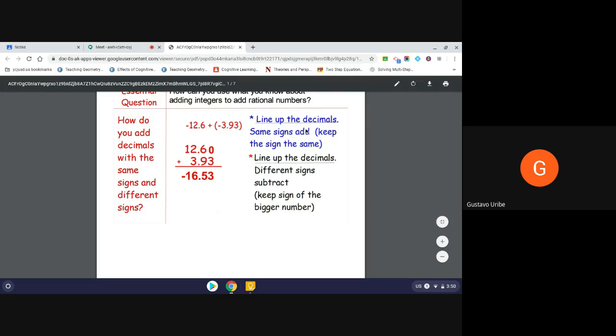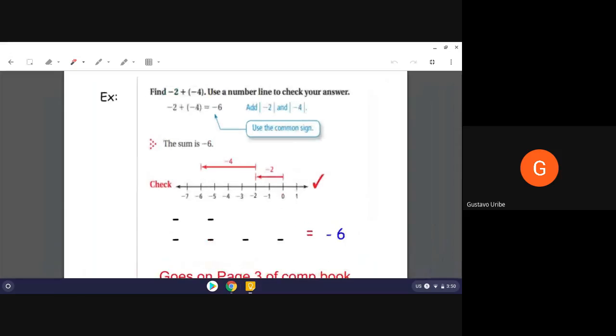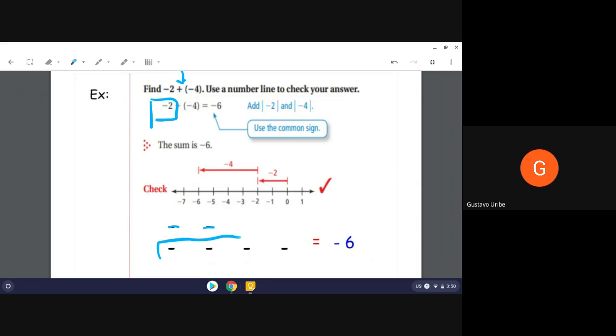Your same signs add. Now, if it's difficult to follow that rule, there's a couple different ways we can talk about this. Now, this is a negative 2, right? So what we did was we put two negatives here. Here's a negative, here's another negative, to symbolize my two negatives. Now I'm going to add on four negatives. So I'm going to write 1, 2, 3, 4 negatives.